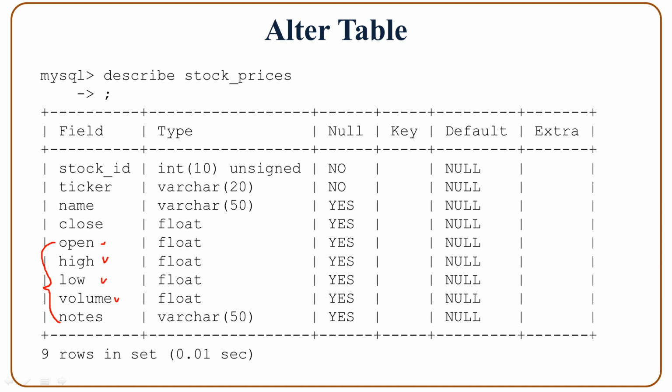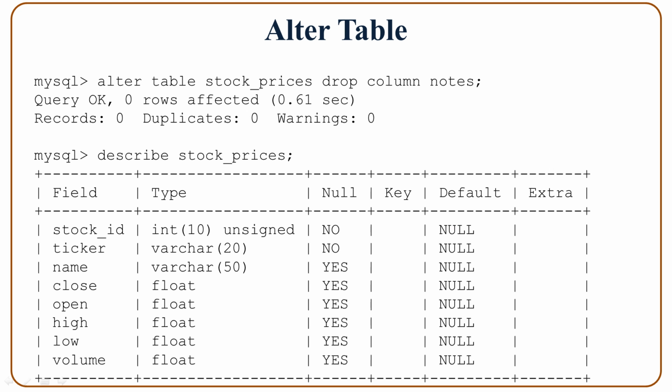And if you want to drop a column, so after a while you think probably you don't need the column notes anymore, so you say alter table stock prices, and then do what? You do drop column notes. So you have to specify what you want to do with alter table stock prices, and that is drop column notes. And then you describe the table, describe stock prices, and what you see here does not include notes, right? You don't see the field notes anymore.